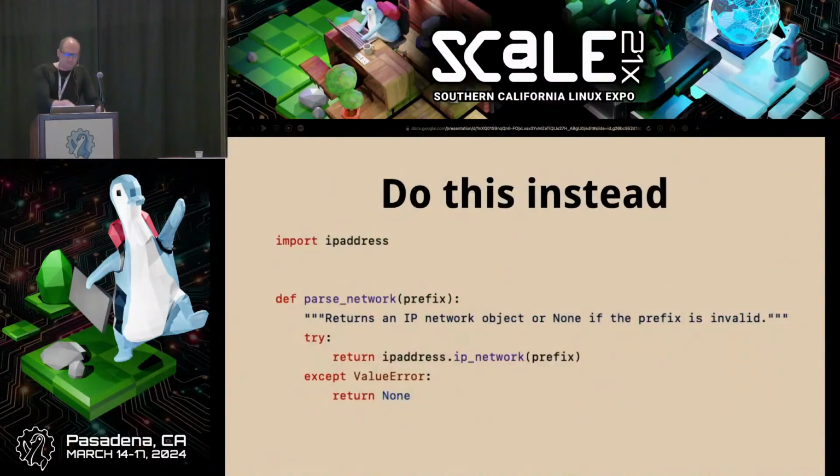Instead, here's an example of a concise bit of Python using the IP address library. And I just wrote a little wrapper for it because what happens is if you pass it a bad network or something it can't parse, it will raise an exception. So just catching that exception and returning None, which is a nil value in Python, is just a little cleaner.